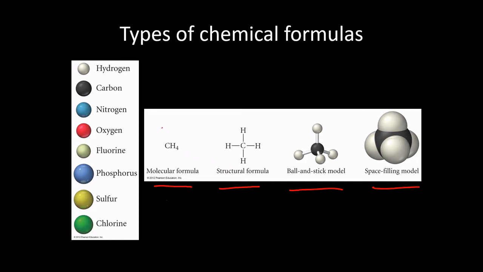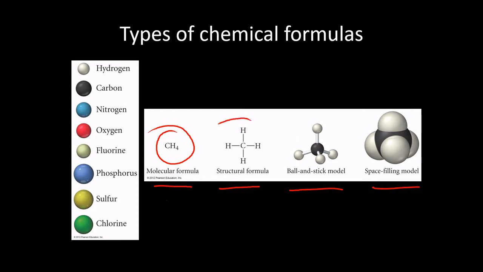There is the most simple one. It's the one here on the left. And all this tells you is what you have and how much of it. It tells you, for example, in this case, you have 1 carbon and 4 hydrogens. But it doesn't tell you anything about how the atoms are connected together.